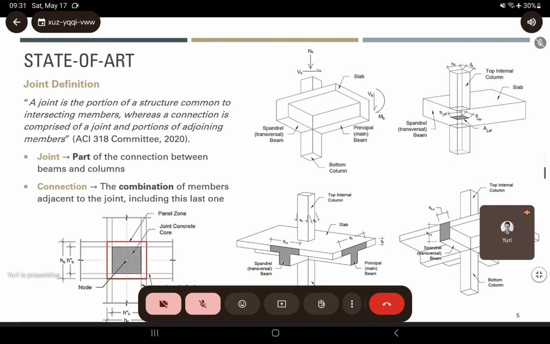So beginning the state of the art, we have to define pretty much what is a joint, okay? There is actually a very common mistake in terminology. A joint is actually a part of the connection, okay? So here, as you can see, we have the red square, which defines the joint boundary, okay? And we have the connection. The connection is all the elements combined with the joint. So we have the joint, the beams, and the columns. This is all the connection, okay?